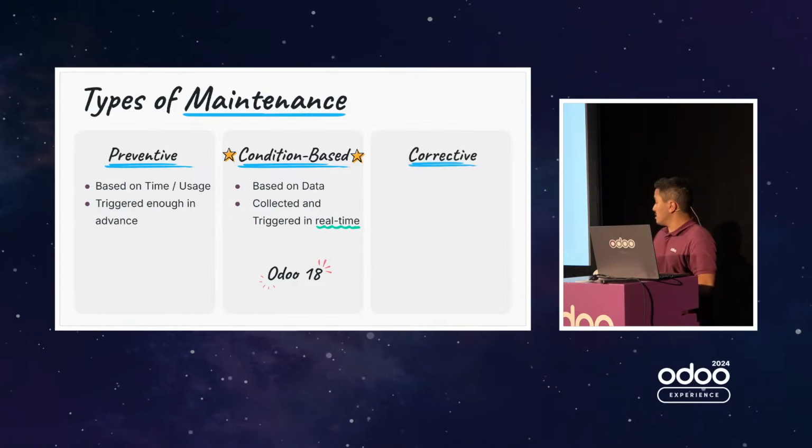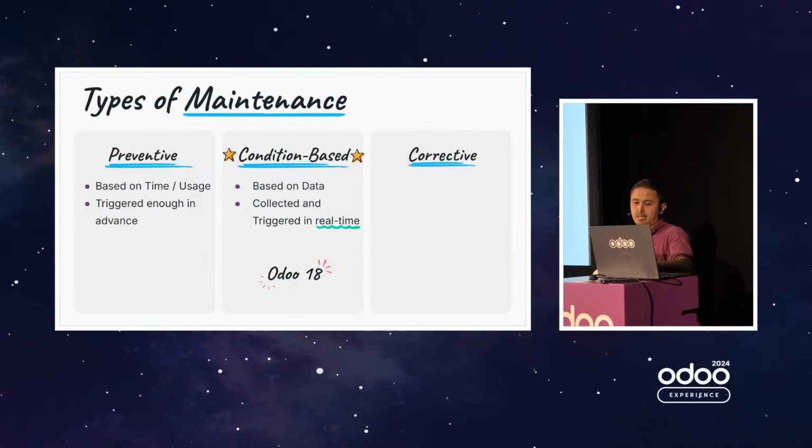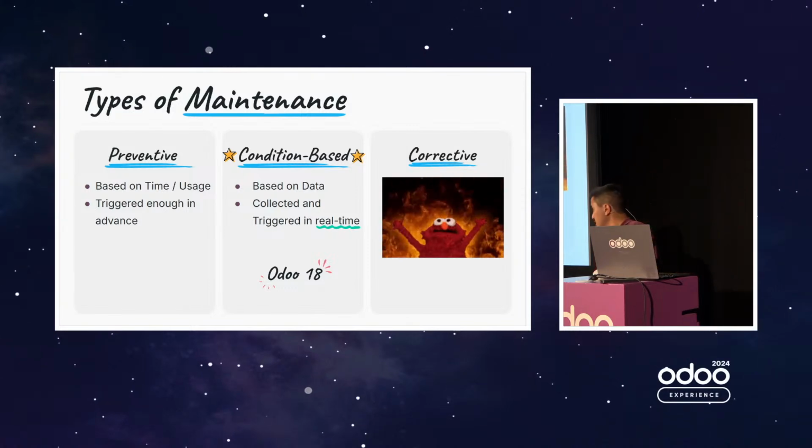The third type of maintenance that we have is corrective. And corrective maintenance usually is triggered when everything is already on fire.